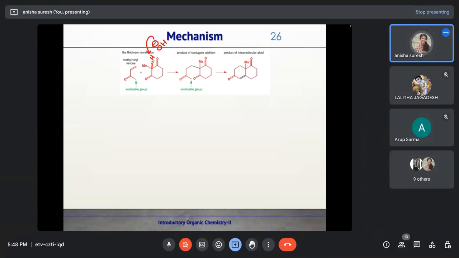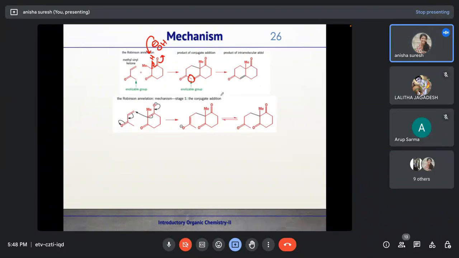It will abstract this most acidic proton and give rise to an enolate, and once this enolate comes back, it will give rise to this conjugate addition product. We have one more enolizable group here, so it will undergo an intramolecular aldol reaction to give rise to this product. Stepwise, you can see first this enolate will be formed because this is the most acidic proton, and this O minus will be coming back.